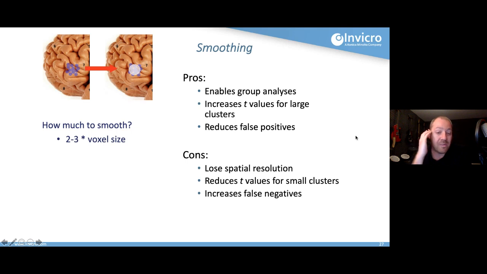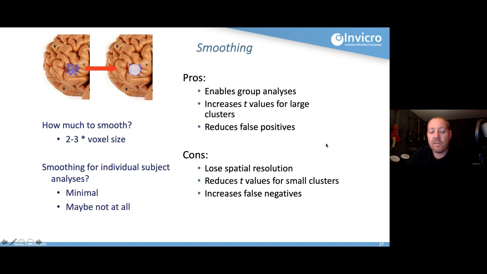How much do you smooth? About 2 to 3 voxel size, maybe. So if you've got 3mm voxels, then maybe 6mm smoothing, 8mm, something like that. Some people do more, some people go up to about 12. Some people do less. I used to work with a guy who said smoothers are losers. I don't know.